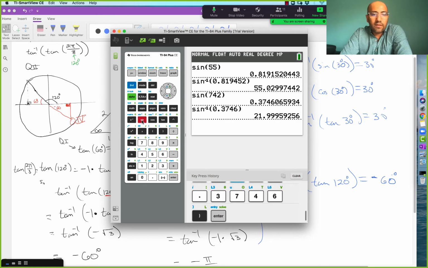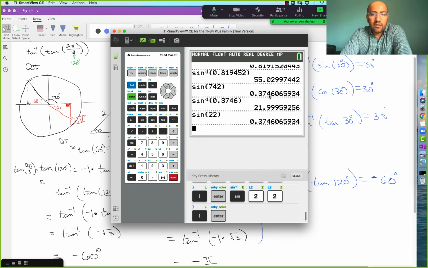So note that sine of this is almost 22 degrees. Let's put 22 degrees in there. This one is going to be really close to that one. See how they're really, really close to each other? In fact, they're the same up to this decimal approximation. So sine of 22 degrees and sine of 742 degrees are both giving me the same decimal output.